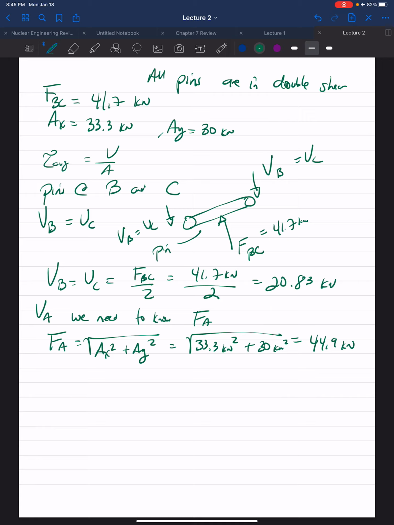Therefore, our VA, once again double shear, is FA over 2. So VA is 22.42 kilonewtons.